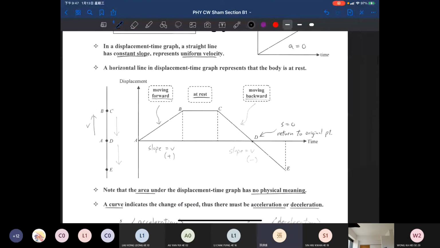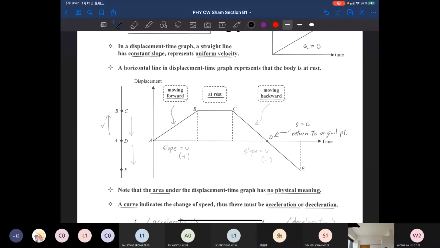For a horizontal line in the displacement-time graph, it represents that the body is at rest, because there is no change of displacement. You can see in the BC section, the displacement does not change. It means that the distance from the original position is not changing. So in BC, the object is not moving.